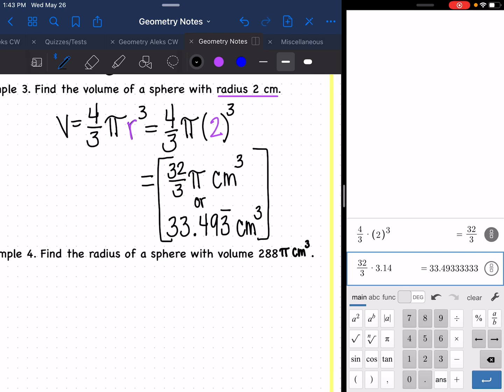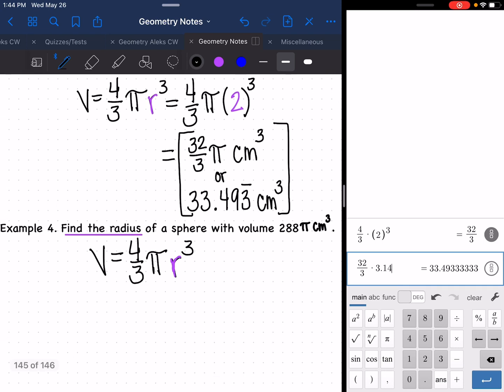Find the radius of a sphere with volume 288 pi centimeters cubed. Always start with your formula in a problem like this. And they want us once again to find the radius, so I'm making that R purple. I'm going to put the 288 pi over here. And then I'm going to think about it as 4/3 times pi times my radius cubed.